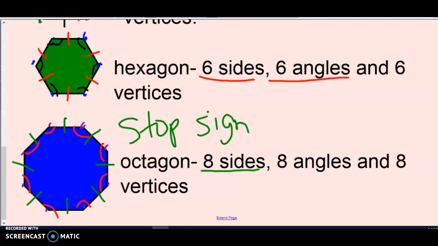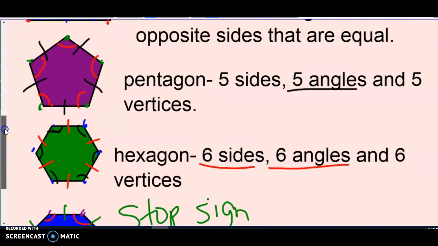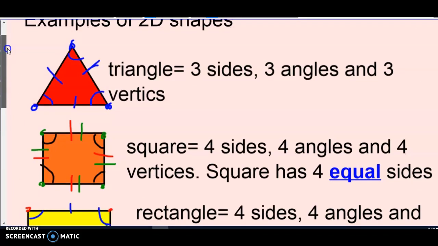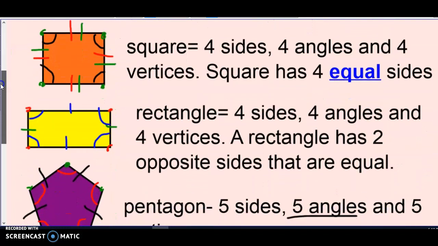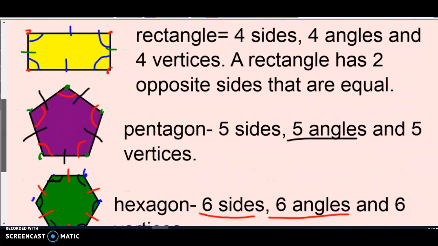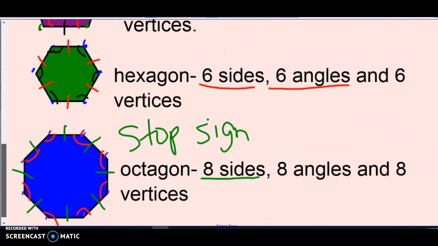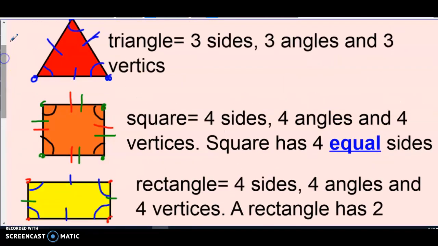And those are just a few of the 2D shapes that we are going to learn about. Triangles, squares, rectangle, pentagon, hexagon, and octagon. All right, let's move on to our next slide.